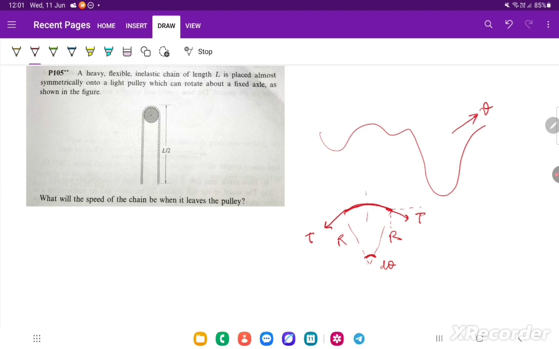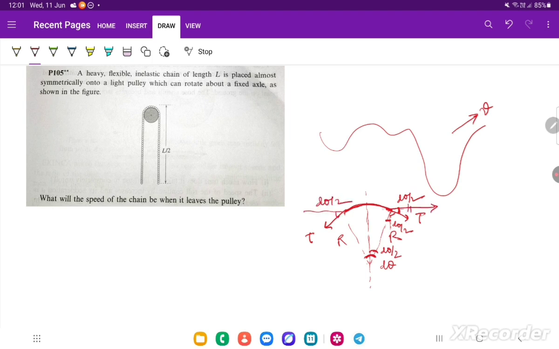So this is the angle bisector, so this angle will be d theta by 2, and this one will also be d theta by 2, alternate angle, as both vertical lines are parallel. So this whole angle was 90 degrees, so this angle will be 90 degrees minus d theta by 2, so this angle must be d theta by 2. Similarly, you will get this angle as d theta by 2.